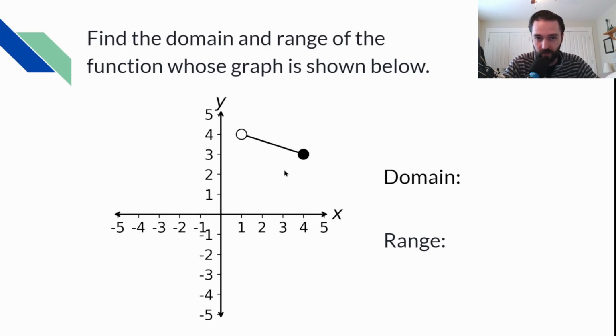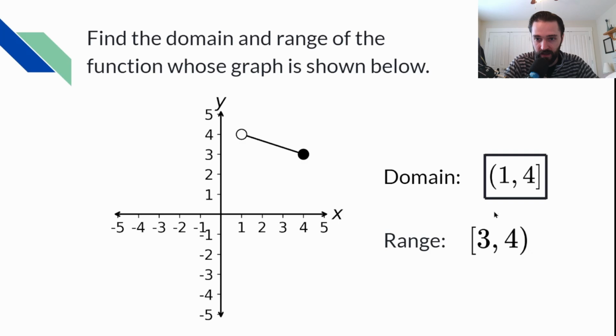Which means that the domain is all the values in between 1 and 4, and 1 is excluded, but 4 is included. So we use a parenthesis and a bracket respectively. That's our domain. And the range, those are all the y values in between these points. We have everything between 3 and 4, 3 included, but 4 not included. So that's the range.